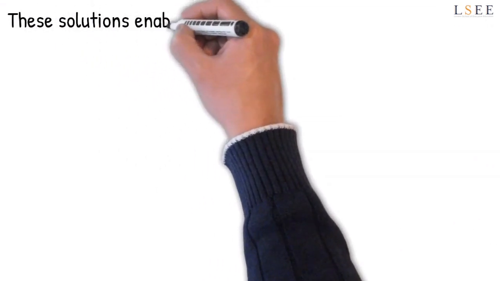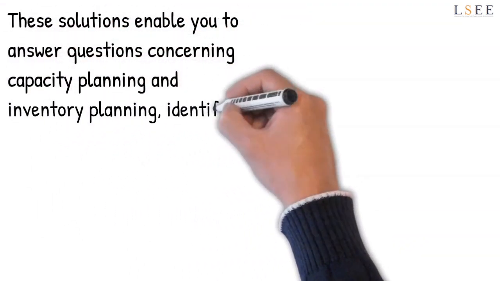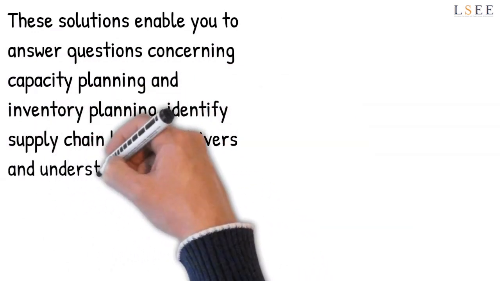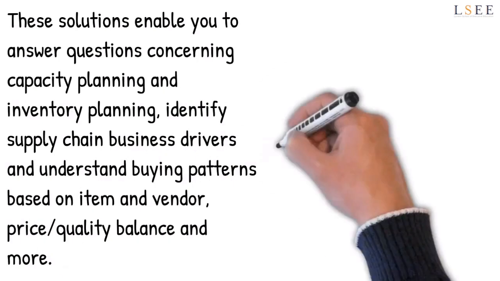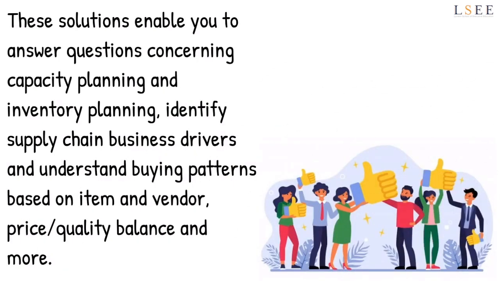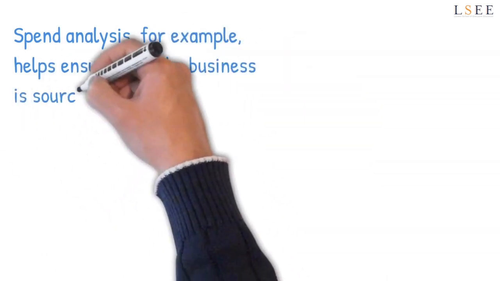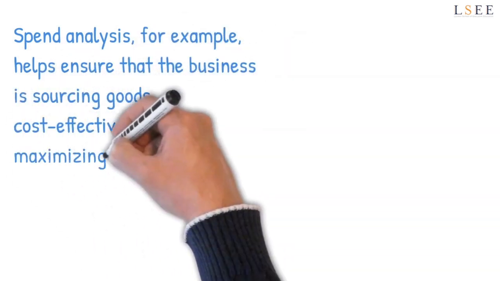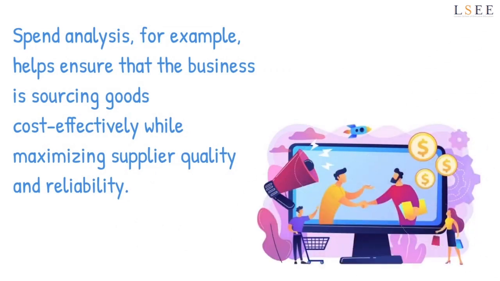These solutions enable you to answer questions concerning capacity planning and inventory planning, identify supply chain business drivers and understand buying patterns based on item and vendor, price/quality balance and more. Spend analysis, for example, helps ensure that the business is sourcing goods cost-effectively while maximizing supplier quality and reliability.